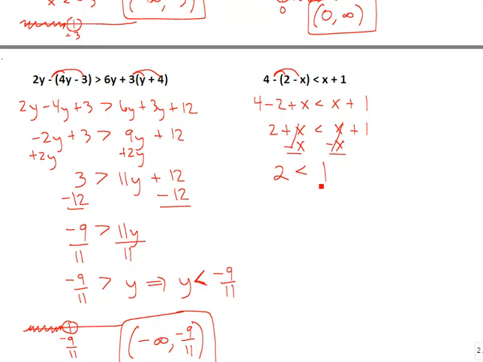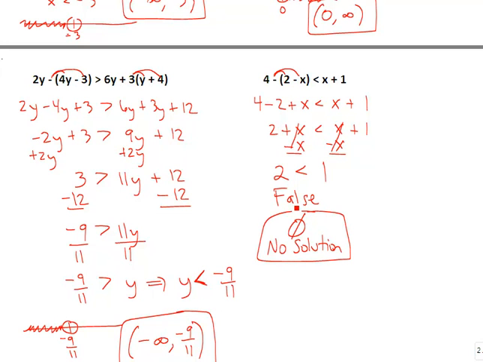2 is not less than 1 in this case, so this is a false statement. What that means is no matter what x we pick, this is always going to be false. There's no way we could make it a true statement. So no value of x makes this work. So our solution is no solution. You can either write that with a 0 with a slash through it, or you can use words. Either way.